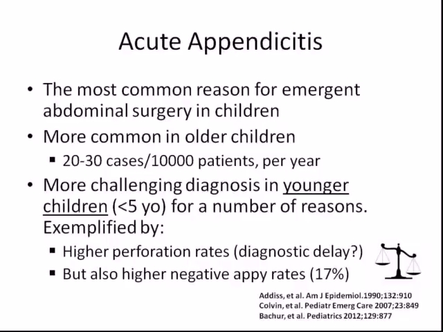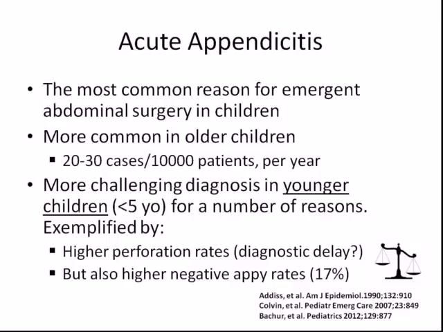So no discussion of acute abdominal pain in children would be complete without a discussion of the elephant in the room, which is acute appendicitis. Acute appendicitis remains the most common reason for emergent abdominal surgery in children. It is more common in older children, occurring with 20 to 30 cases occurring in 10,000 patients per year.